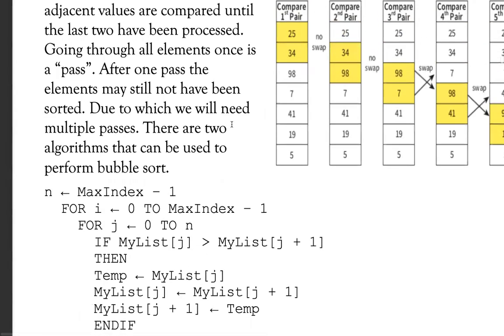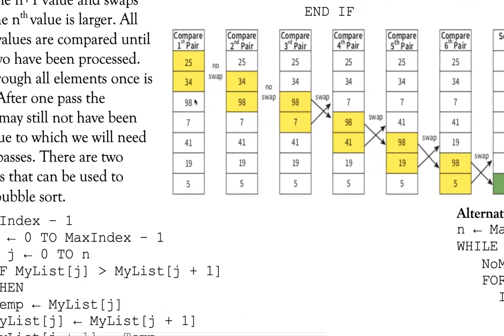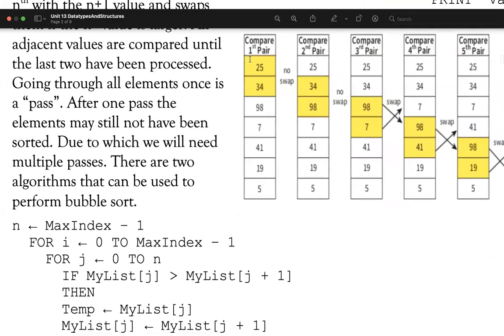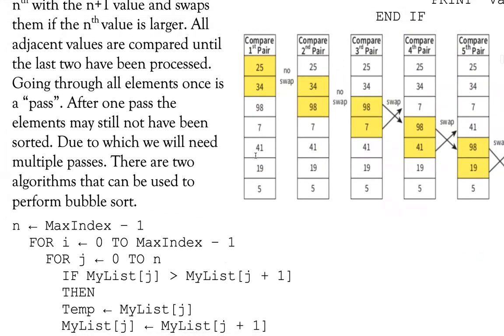Now, why is that so? That's because, let's see, in my comparisons, I'm comparing the jth value to the j plus 1 value. So if my counter is 0, I'm comparing the 0th value with the first. If my counter is 1, I'm comparing the first with the second, and so on and so forth. So let's just say I've got 0, 1, 2, 3, 4, 5, 6, with 6 being my max index.